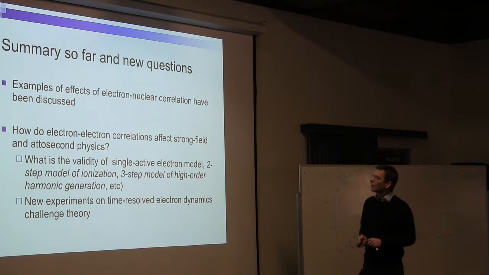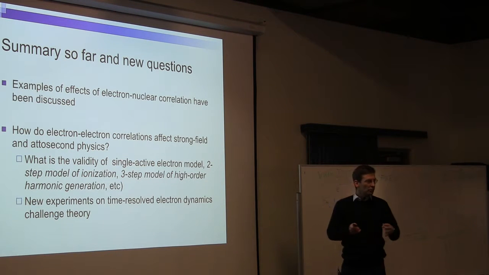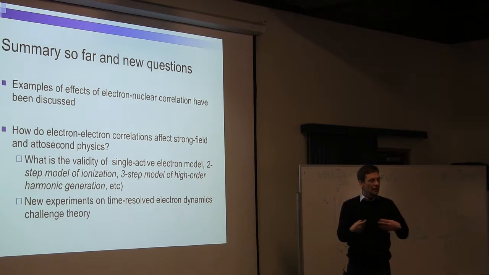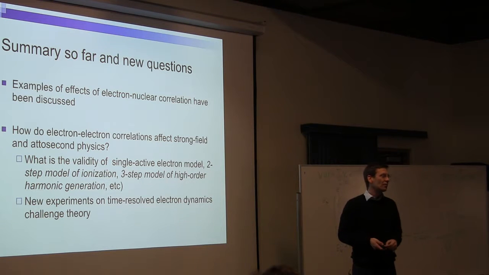So now we have learned a lot from single active electron models. We know something about electron-nuclear correlation. How should we add electron-electron correlation, and what will we learn about it? That's somehow the topic for tomorrow.